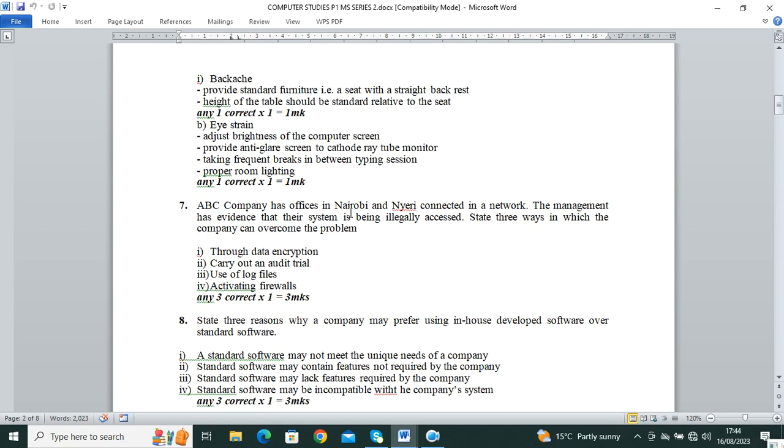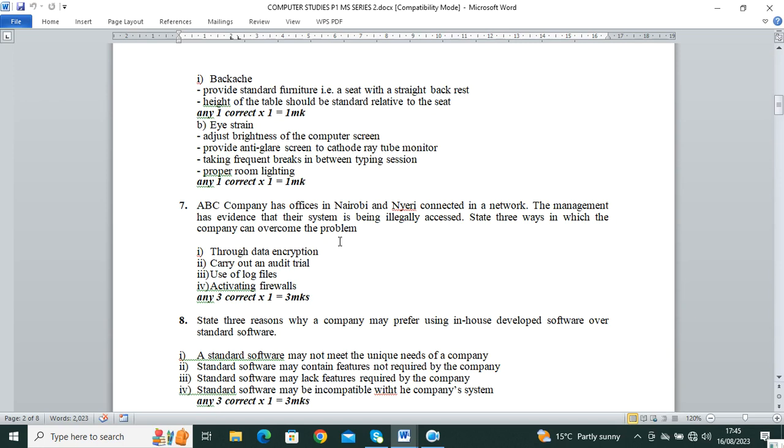So then we have question number 7. ABC company has offices in Nairobi and Nyeri connected in a network. The management has evidence that their system is being illegally accessed. State 3 ways in which the company can overcome the problem. So guys, here we are talking about networking or data security in Form 2, where we talked about unauthorized access and computer crimes. So here, we are talking about ways in which you can avoid unauthorized access, that is, keep away hackers and other guys.